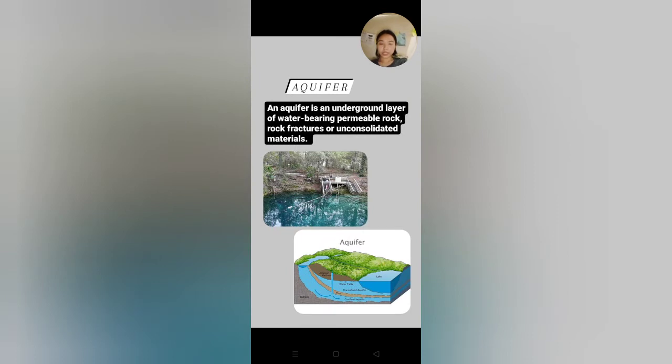And the next is aquifer. An aquifer is an underground layer of water-bearing permeable rock fractures, or unconsolidated materials. I have given an example in real life and then in diagram. So, aquifer is a body of rock or sediment that holds groundwater. And there are two types of it. The one is the confined, and then the other one is the unconfined.